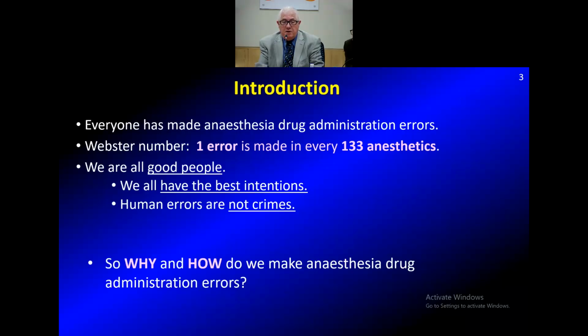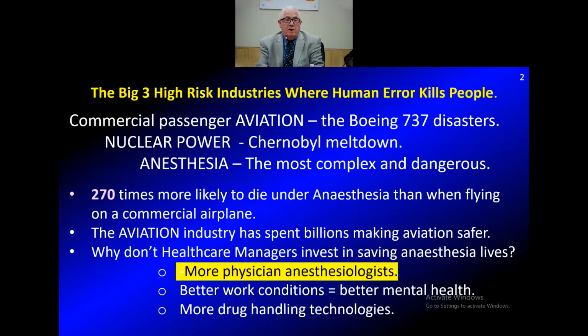The question I will try to answer in this presentation is why and how do we make anesthesia drug administration errors, and how can we prevent them? Now, the big three high-risk industries where it's well known that a human error kills people is the aviation industry. And we think about the Boeing 737 disasters, where two planes dived under full power vertically into the ground. We think about nuclear power station disasters, where there's a meltdown of the reactor, and we think of the Chernobyl one. And the third high-risk industry is anesthesia.